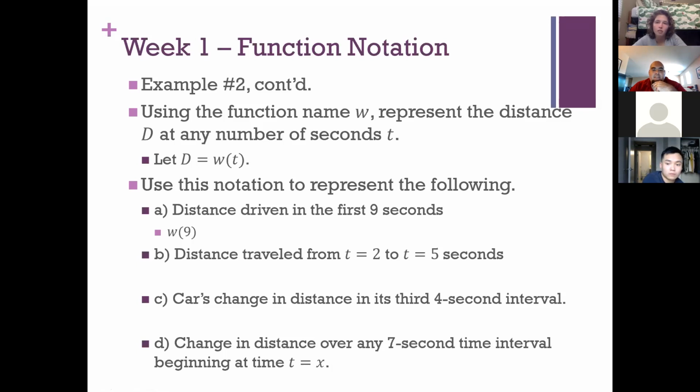All right, B, the distance traveled from T equals 2 to T equals 5 seconds. What do we have? W of 5 minus W of 2. Okay, I got a W of 5 minus W of 2. Anybody else have anything a little different?